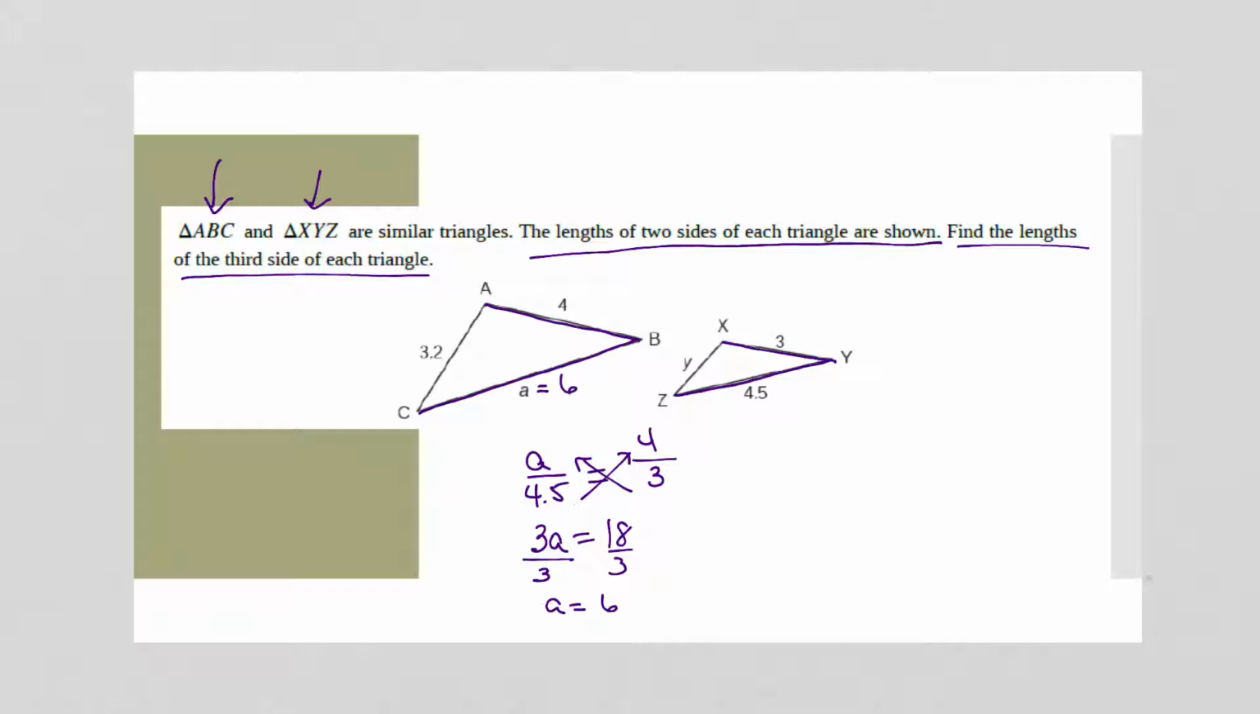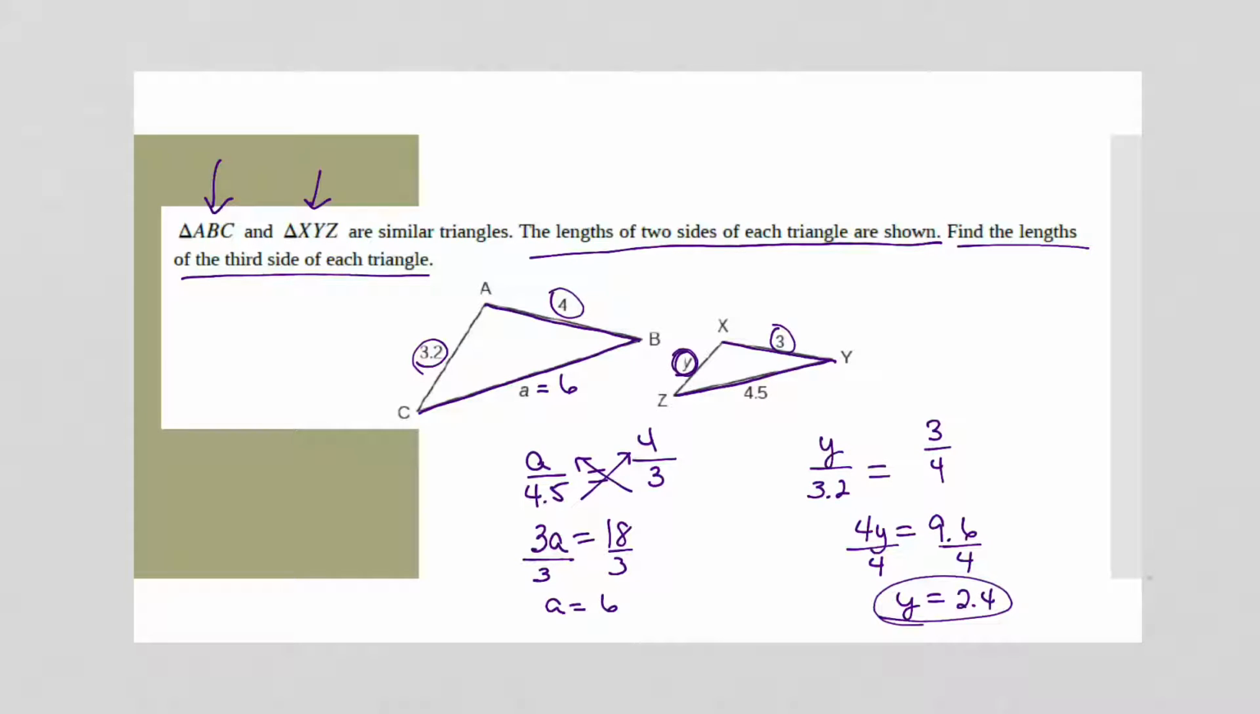Okay, so now I want to find what y is. I don't know what little y is, so I'm going to set up another proportion. So y is to 3.2 as, let's do 3 is to 4. Cross multiply. 3.2 times 3 is 9.6. Divide by 4. Y is equal to 2.4. And that makes sense because we knew that it had to be smaller than 3.2.